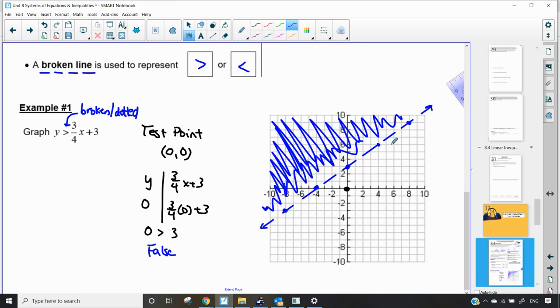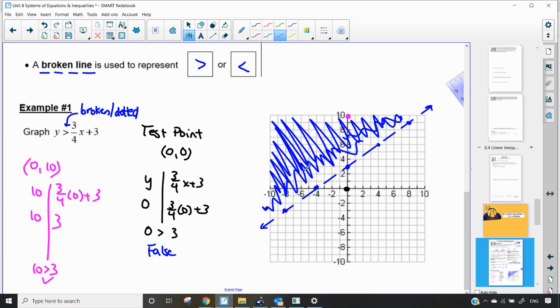Now by shading, this means that any values or any coordinate that falls in the shaded region would be a solution for this inequality. So let's just check that out. Let's take the point 0, 10, and we're going to sub it in and see if it makes our statement true. So our y value is 10, and then we have 3 over 4 times 0 plus 3 gives us 10 and 3. Well, it is true that 10 is greater than 3, so that works.